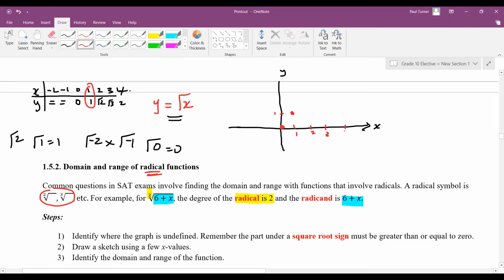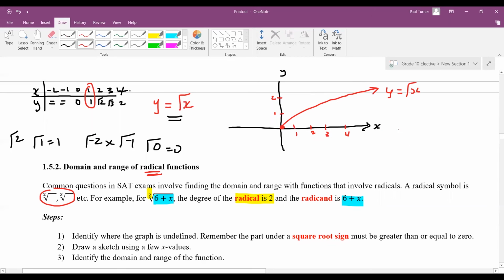So I'll make my life easy. When x is 4, y is 2. So that's here. So your graph is going to go in that direction like that. Smooth it now. Let's draw it again. So it's going to go this way here. So this is y equals root x.